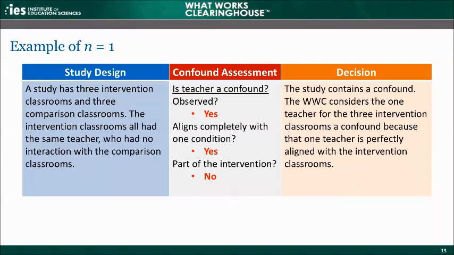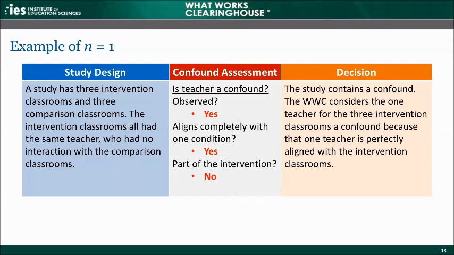Our first example is a study that has 3 intervention classrooms and 3 comparison classrooms. And you see the description on the left side of your screen. All intervention classrooms had the same teacher in our example, who had no interaction with comparison classrooms. The question that we want to answer is whether one teacher in the intervention condition is a confound.